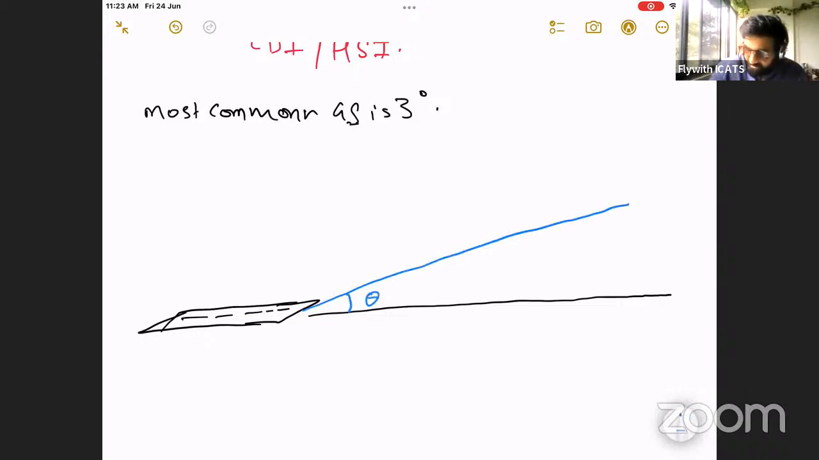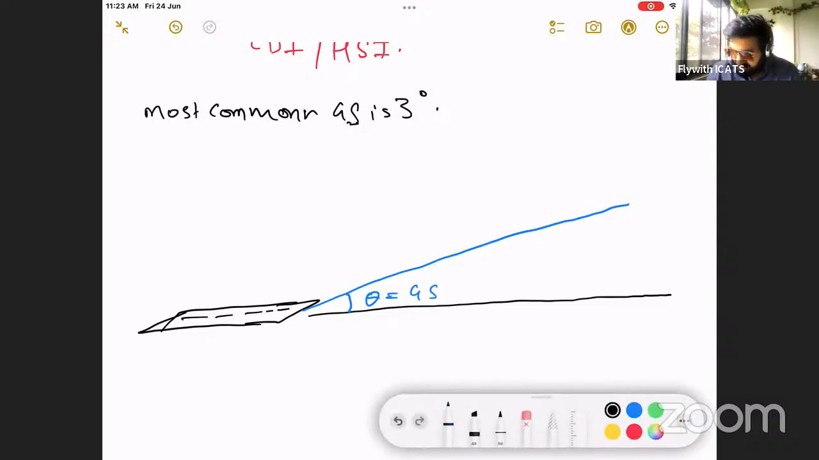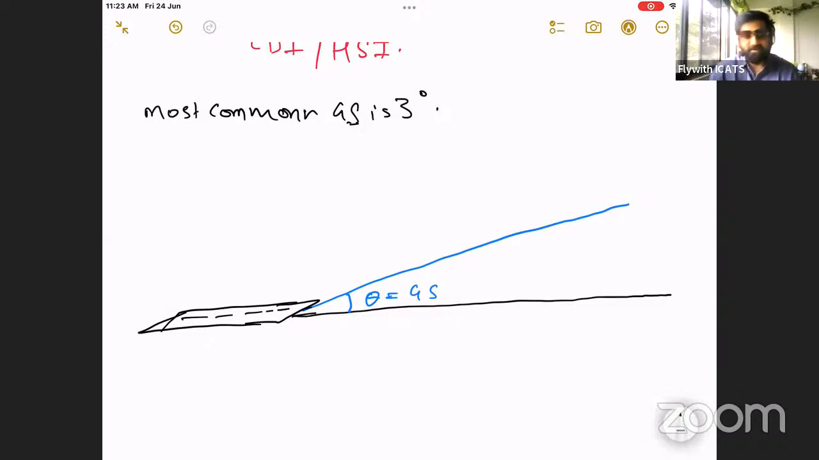This angle, theta, is equal to the glide slope angle. So you have to first make sure that you understand glide slope angle is made with reference to what? It's with the runway threshold. It means the plane has to follow this blue line, the 3 degree line. It is the slope to glide down for landing.